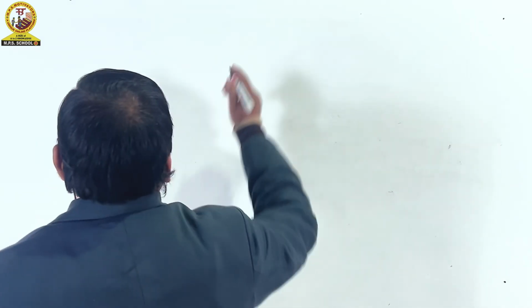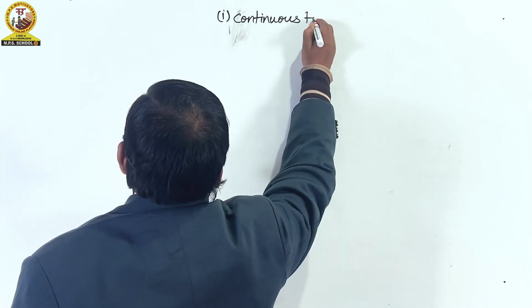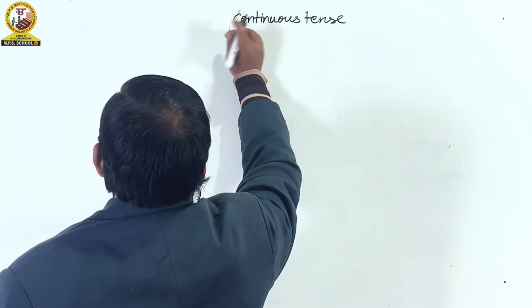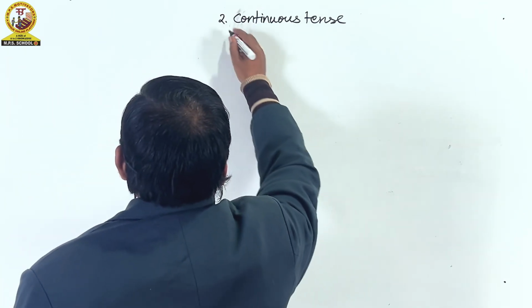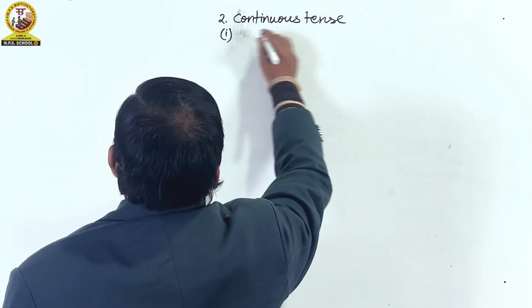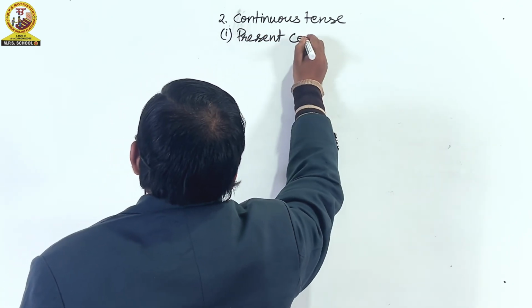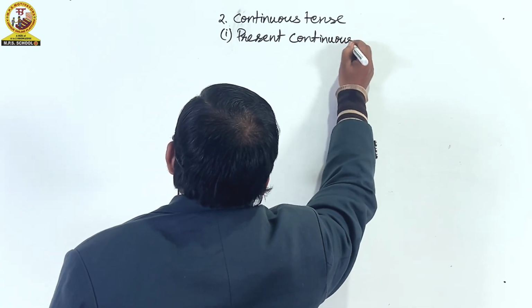So, friends, let us start the active voice and passive voice of present continuous tense. Continuous tense is the second type of tense, and under continuous tense we will write the first type of continuous tense, that is present continuous tense.